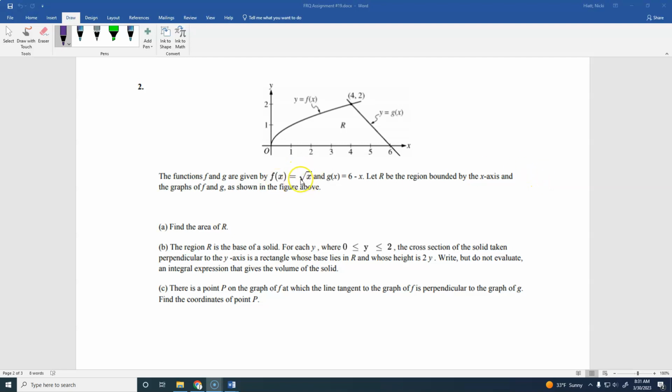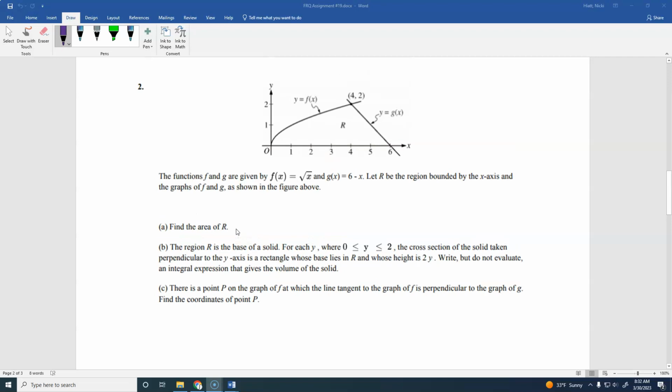Simple functions to deal with here. You've got the square root of x and 6 minus x. R is the region bounded by the x-axis and the graphs of f and g as shown in the figure above. So the first thing asks you for the area of R. You have two options on how to find the area of R for this.